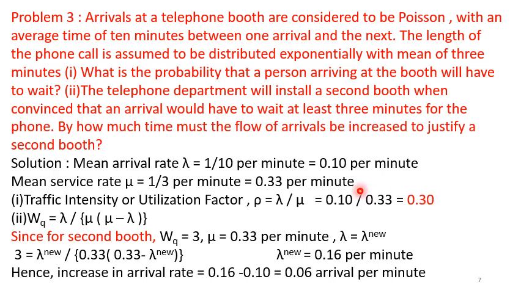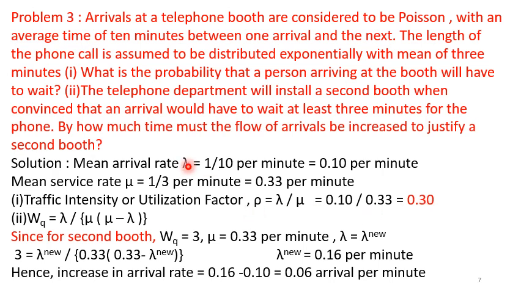Now, the first question is, what is the probability that the person arriving at the booth will have to wait? It's nothing but the utilization factor. What does it mean to wait? That means the probability of that particular system being busy. So the traffic intensity or utilization factor is 0.3. The probability that a person arriving at the booth will have to wait is the probability that the system is busy, which is 0.3.